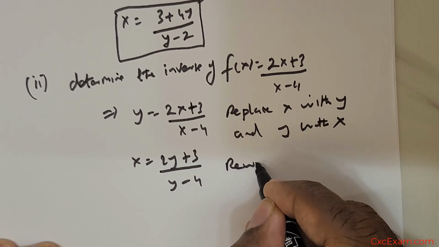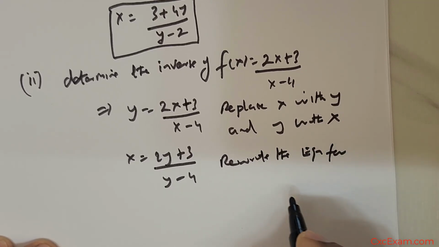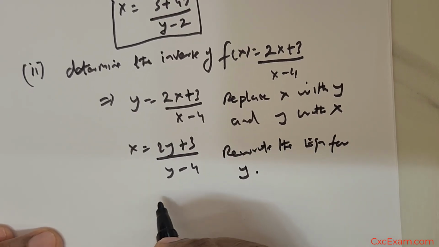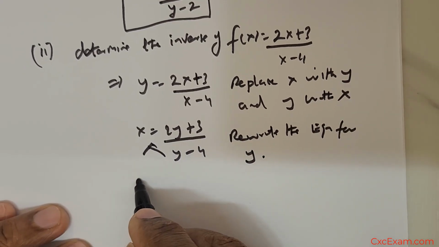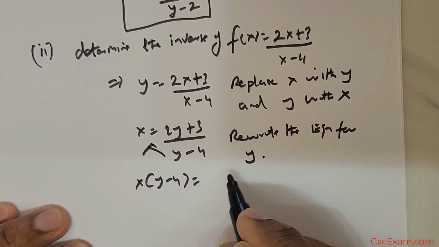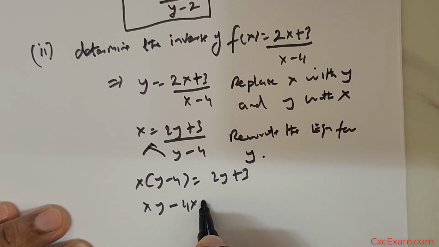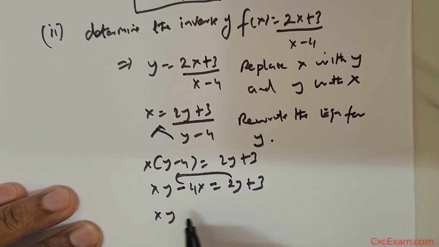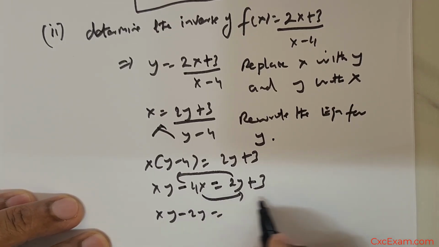And next, rewrite the equation for y. So we are making y the subject. So this is x times (y - 4) is equal to 2y + 3. That gives xy - 4x is equal to 2y + 3. Move this y to this side, you get xy - 2y, and move this 4x to the other side, you get 3 + 4x.